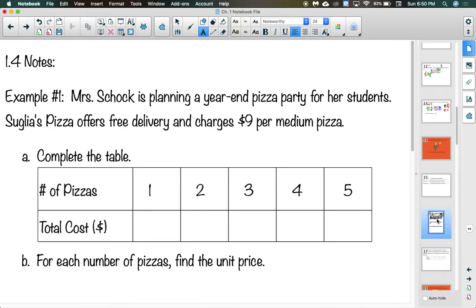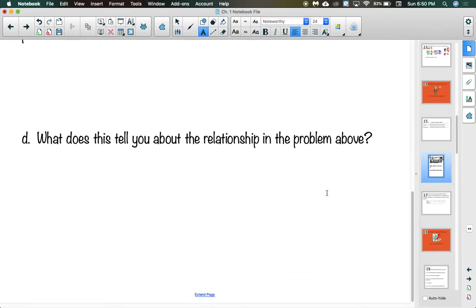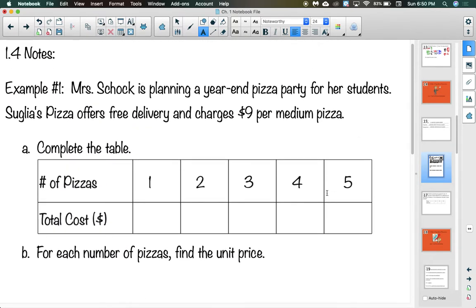So this is the example in your notes, and this is a long one. If you keep following along with me, I'm going to keep going down this slide, but this takes up almost an entire page in your notes. So please follow along. This is really some good math here. Our first example says, Mrs. Shuck is planning a year-end pizza party for her students. Stuglia's Pizza offers free delivery and charges $9 per medium pizza.